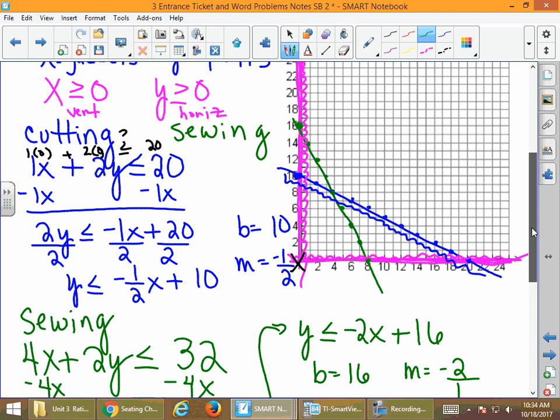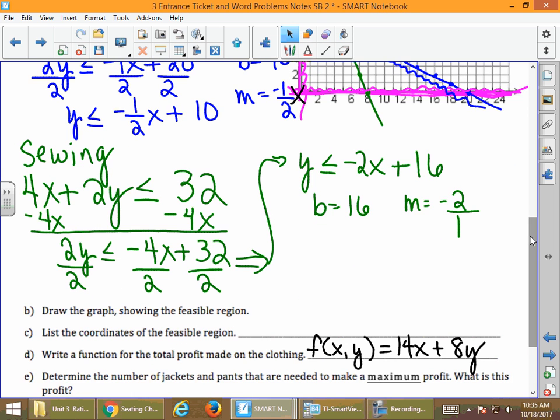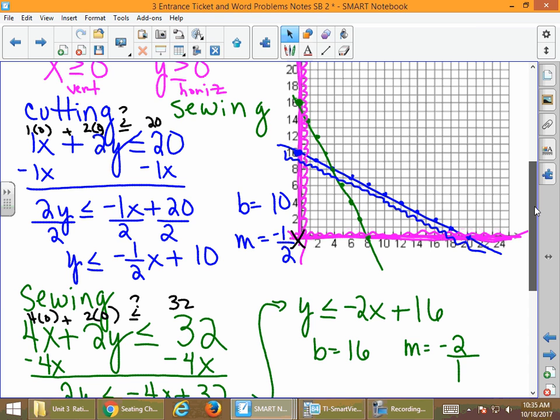Let's do the same thing with the green, and I'm going to squeeze it in as well, and I'm still going to pick 0, 0, because we pick a point that's not on the line, and 0, 0 is not on the line. So 4 times 0 plus 2 times 0, and the question is, is that value less than or equal to 32? Well, is 0 plus 0 less than or equal to 32? Yes. So we will shade where the x is, which is kind of to the left of that green line.